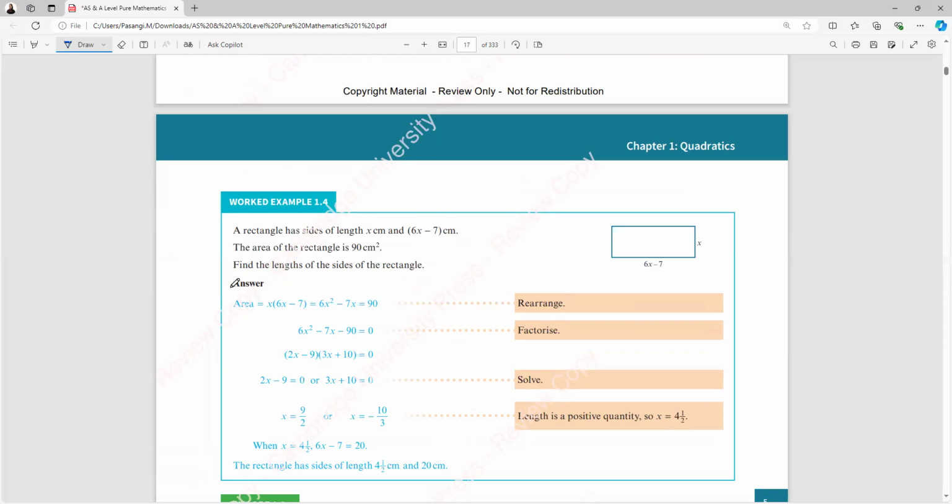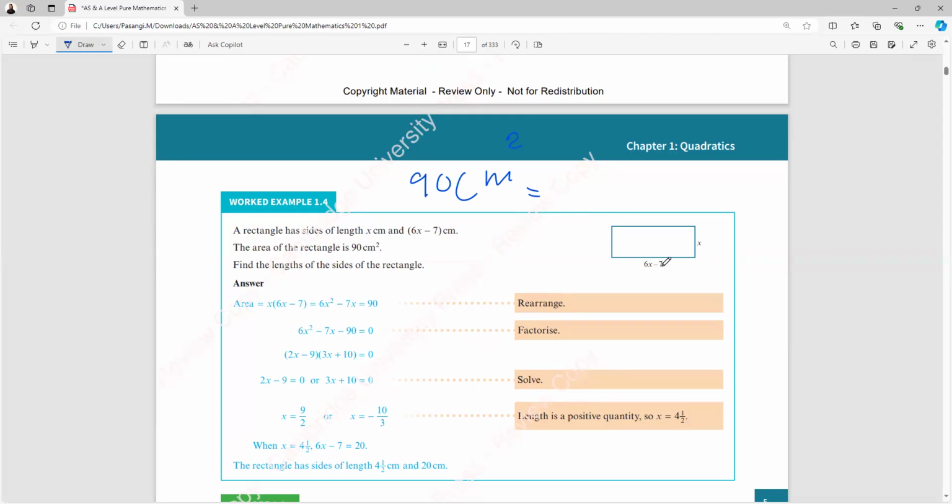Here they are not giving us a proper equation. They are giving us the scenario or the context. We have to build up the equation as well. For example, they have given a rectangle with sides of length x and 6x minus 7. Now, those two are there and they have given us a value called the area. Area is equal to 90 square centimeters.